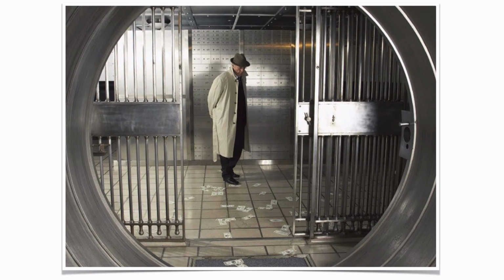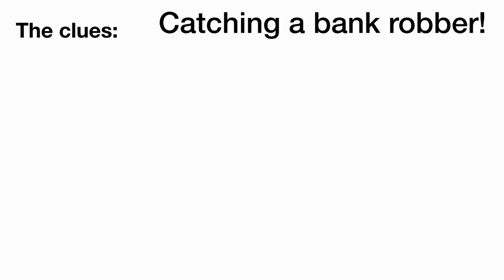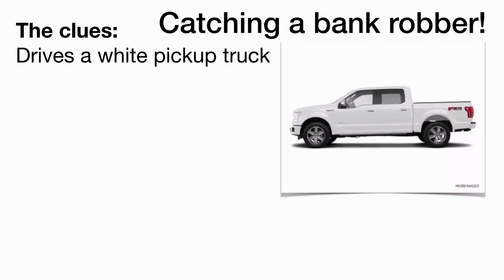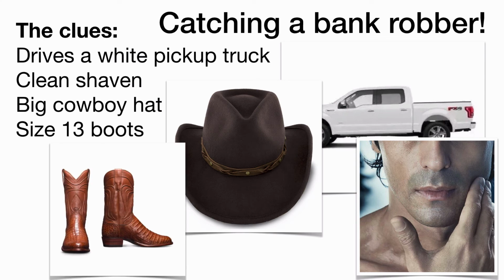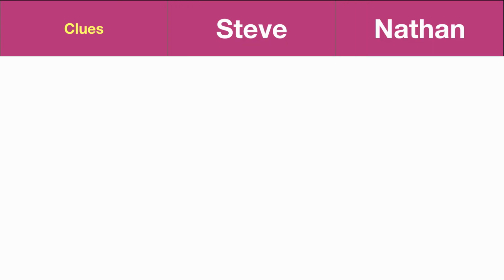Now, let me give you an analogy. I'm really hoping that you do all 5 explorations, but even if you just do one, you should get some nice data. So let's say there was a bank robbery, and they got 4 clues as to the identity of the bank robber. And these clues were the robber was driving a white pickup truck, was clean-shaven, wearing a big cowboy hat, and then maybe he stepped in some mud outside the bank, and he left a nice footprint that they were able to measure, size 13 boots. Okay, so those are our 4 clues. And let's say circumstances were such that they narrowed it down to 2 suspects, Steve and Nathan.